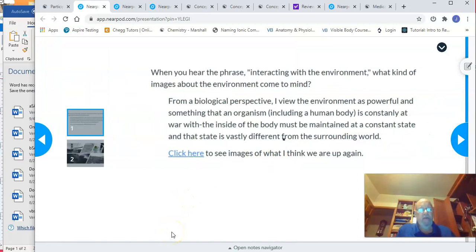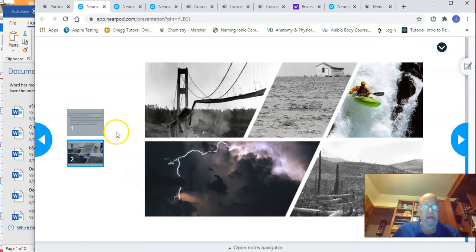Okay, so when you hear the phrase interacting with the environment, what kind of things come to your mind about the environment? Okay, I think about things that have the opportunity to destroy me, and I think about powerful things. The environment has the ability to just grab a hold of us and destroy us if my body's mechanisms aren't able to maintain stability in that context. So if I scroll down here, here's some of the things that I think are powerful, and I think of what the environment has the ability to do to me.